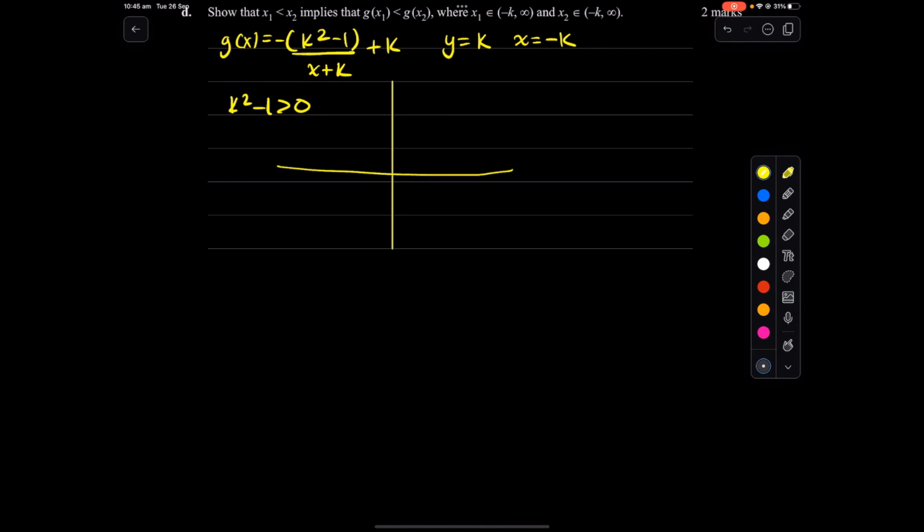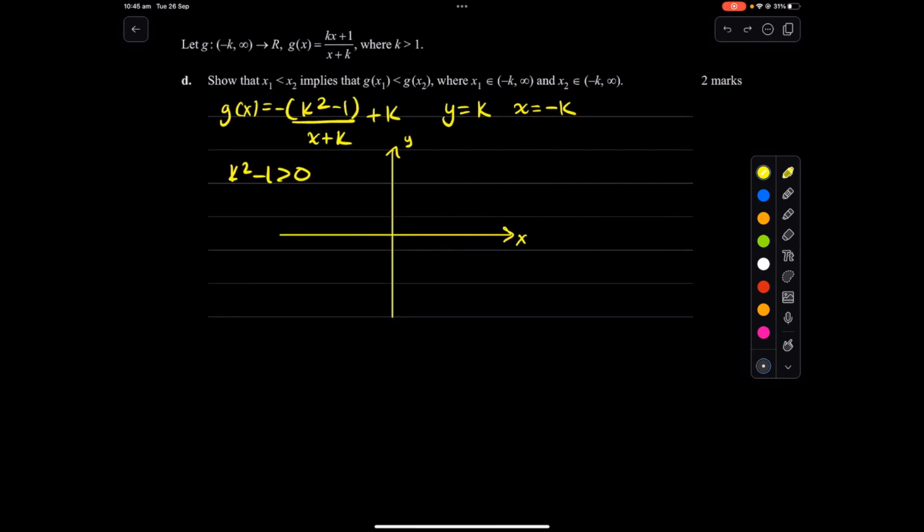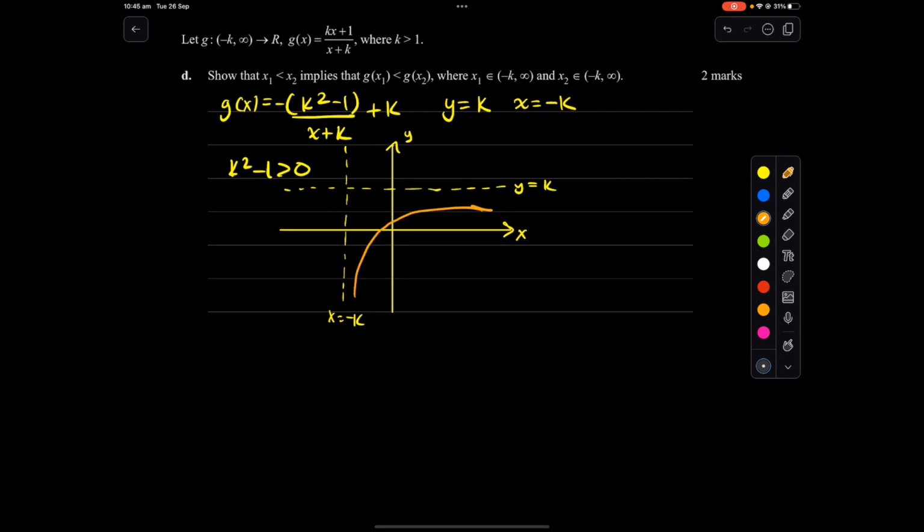All right, what I'm going to do is say this is x and y. At y equals k, and k is greater than 1, so let's say it's around this point over here. It's positive, so y equals k and negative k. Let's say that's x equals negative k. We don't know the y-asymptote exactly, but we know it looks like this, so let's just draw it like this.